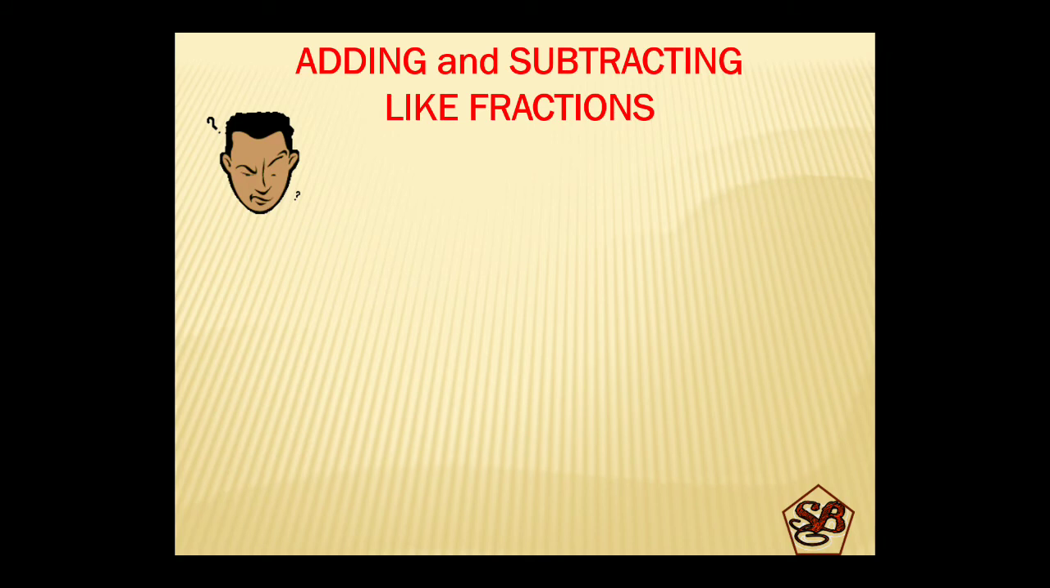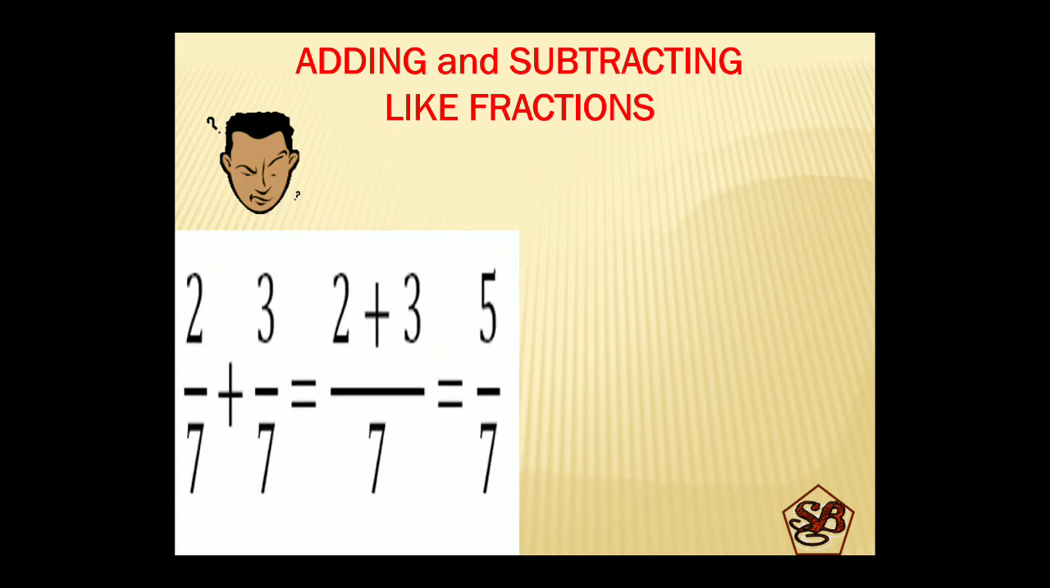Adding and subtracting like fractions. This is very simple. We never add denominators. The first point we need to remember is that we never add denominators. The denominator remains the same if it is a like fraction. So we just add the numerators.